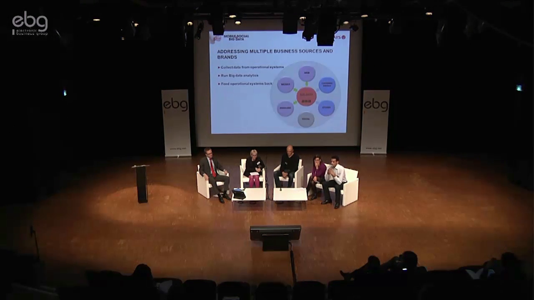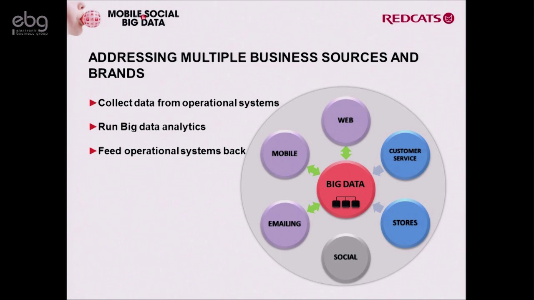So the scope is very large, as Claire said. We have multiple sources. We collect data from stores, our customer service, our websites, our mobile, our emailing system. The social is not yet in the scope. And we do it for all our brands. Each system is different, and each brand is different. So in the end, you get a lot of different data coming into the system.